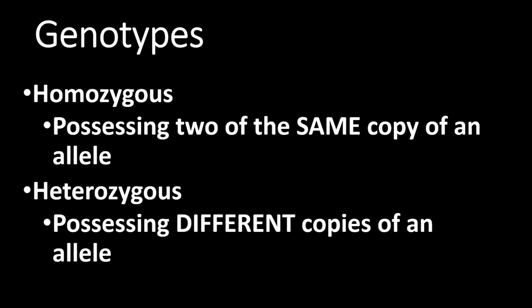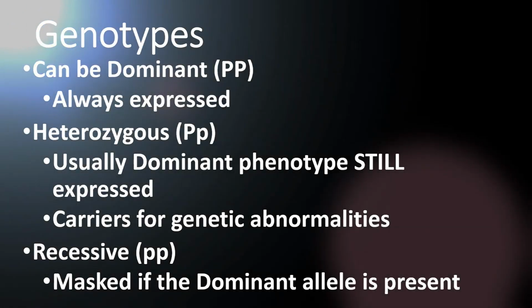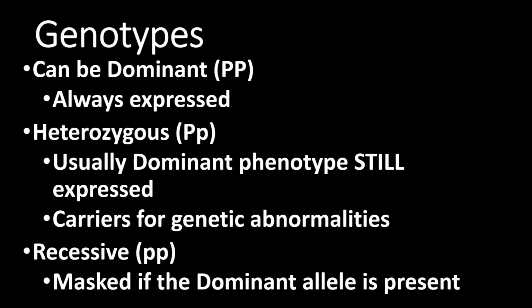Genotypes are homozygous, possessing two of the same copy of an allele, or heterozygous, possessing different copies of an allele. Homozygous dominant genotypes, as I have expressed earlier, are denoted by uppercase letters, whereas heterozygous, on the other hand, can be expressed by one uppercase letter and one lowercase letter.